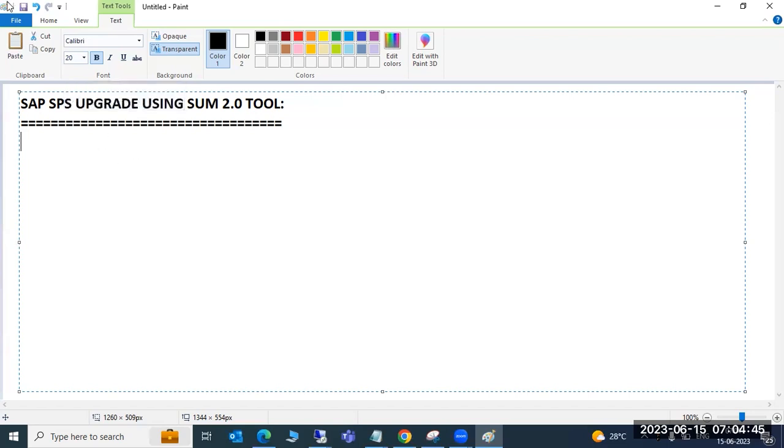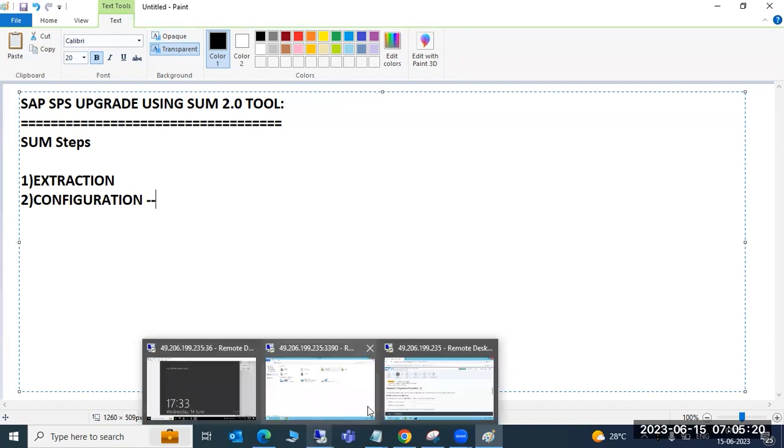What is meant by downtime? The system is not available for the business users. That is called downtime. What is meant by uptime? The system is available. The system is always available for the users. That is called the uptime phase.